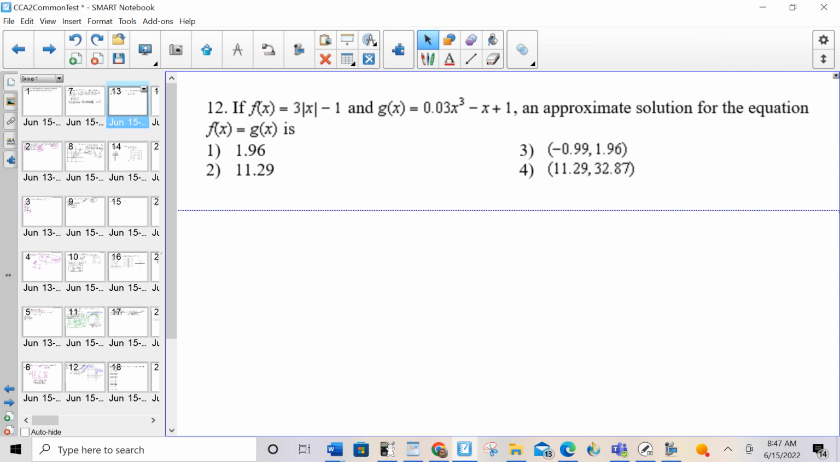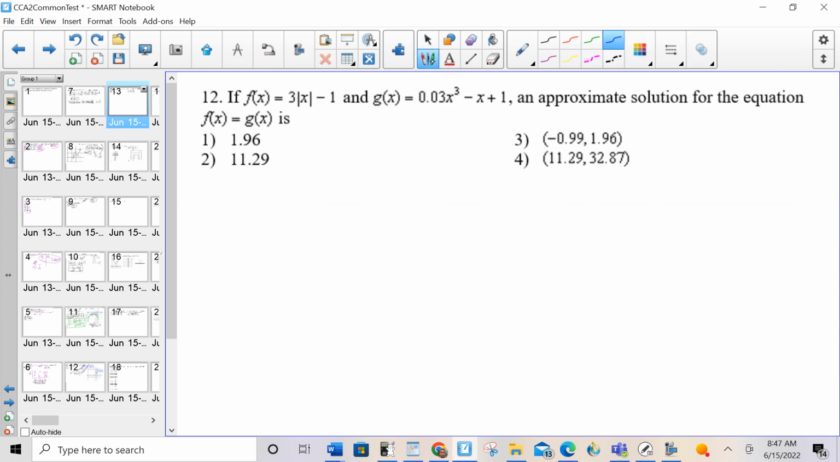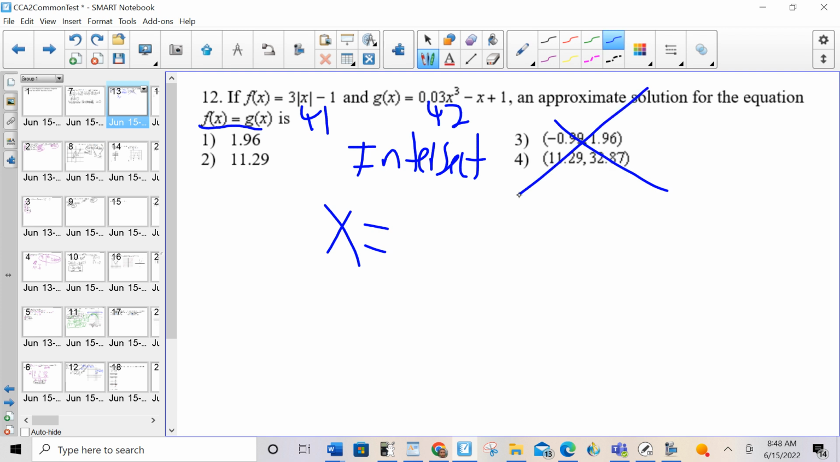Oh yeah, this question. This is the question that everybody got wrong. No matter how many times we say, when we do y1, y2 intersect, it's always the x coordinate. So to find the solution of two equations being set equal to each other, y1, y2 intersect, the solution is always the x coordinate. So it cannot be choices 3 or 4. The solution is always the x coordinate for when these two equations are equal. So make sure you're only staying in the x coordinate.